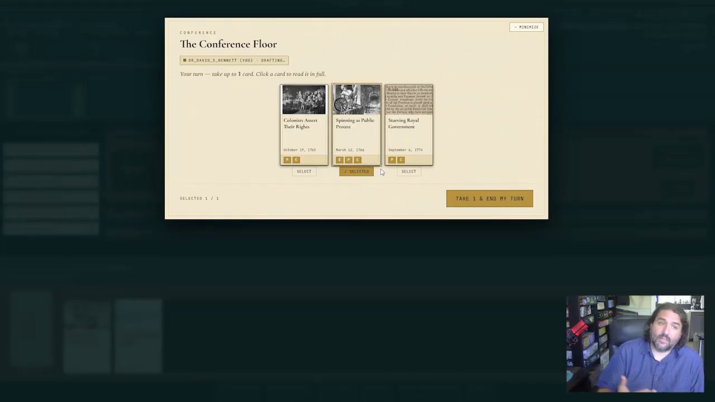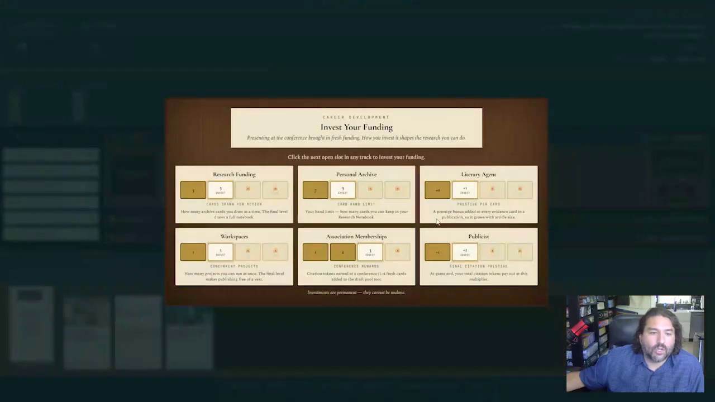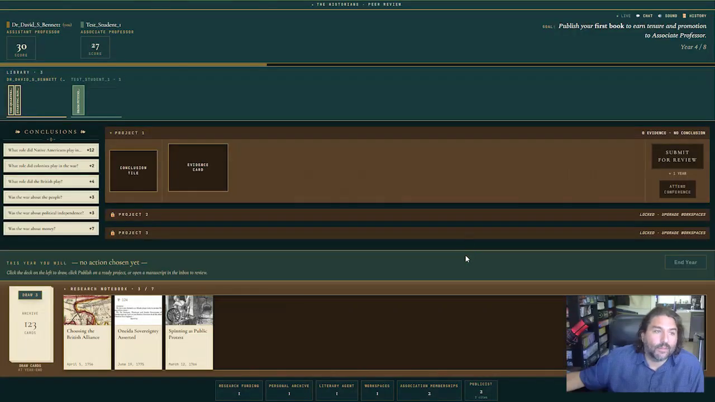And it's interesting because on the conference floor, you can see all the cards and you can see all their tags. You're taking in tags that other players have had in hand and also cards from the deck. So you can really be strategic about what you're choosing. So I'm going to choose this card here. I'm going to take it in my turn because I attended a conference. I'm going to have the ability to bolster this. And at this point, I'm going to start investing in a publicist.